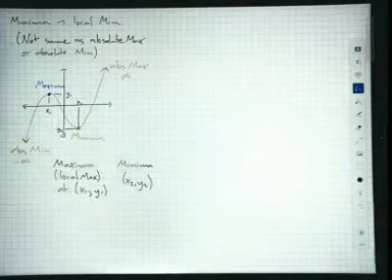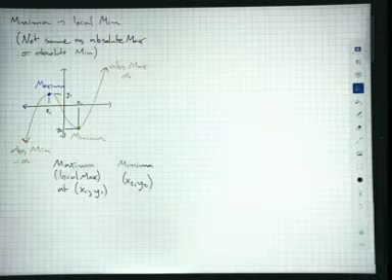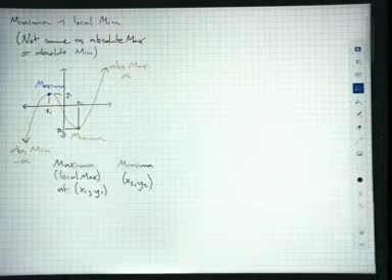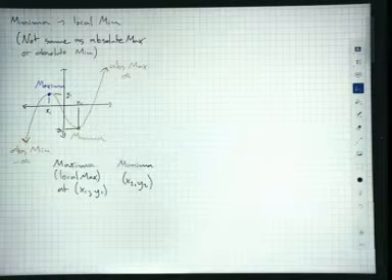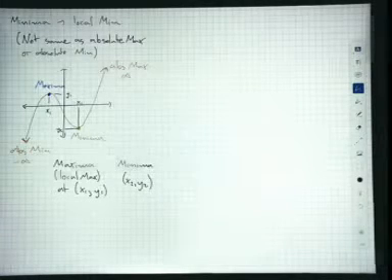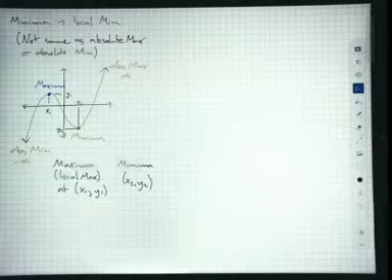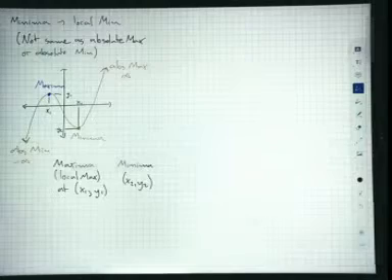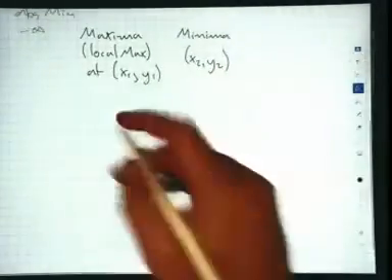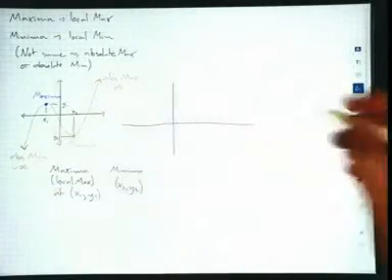So let's put this in the context of a problem. Problem number 10 is too similar. So let's just take a look at problem number 11 again. So before I look at problem number 11, I just want to emphasize that you can have more than one local max or min.